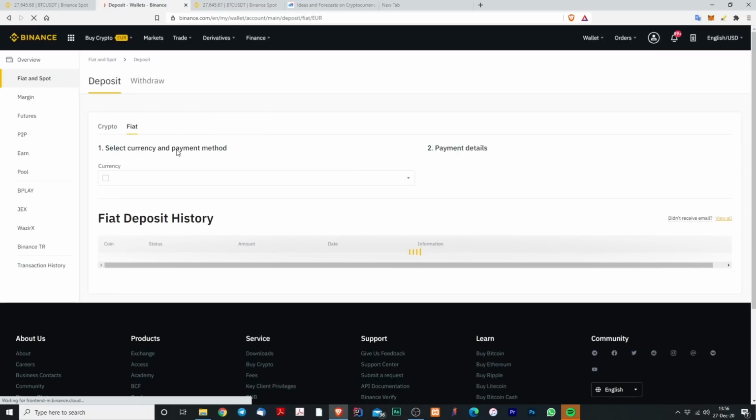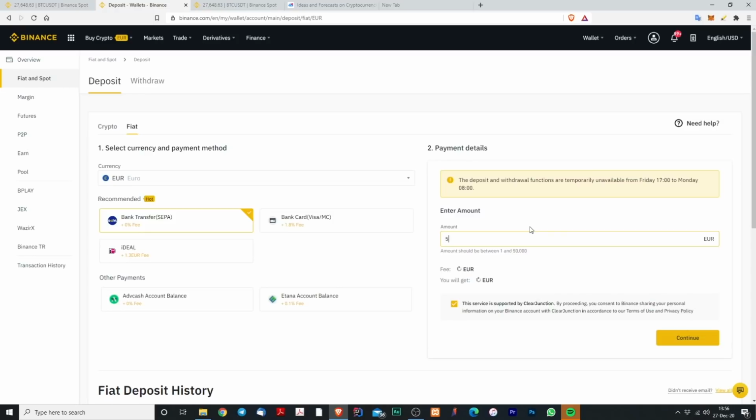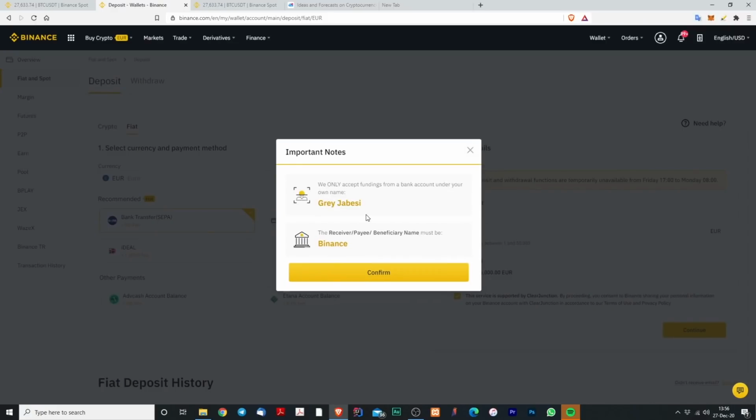So for example, here it says how much do you want to deposit. I can put here 5,000, and I click continue, and you can see here the bank transfer fee is actually 0% if I use bank transfer, whereas if I use all these other services, it's different. It's telling me that it only accepts funding from a bank account under my own name. And this is my name here. You can see it popped up.